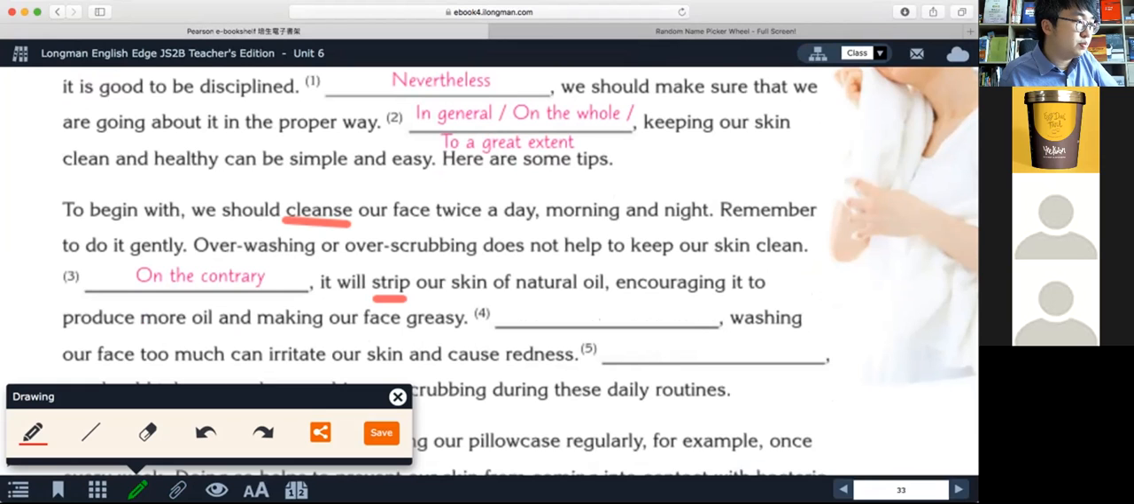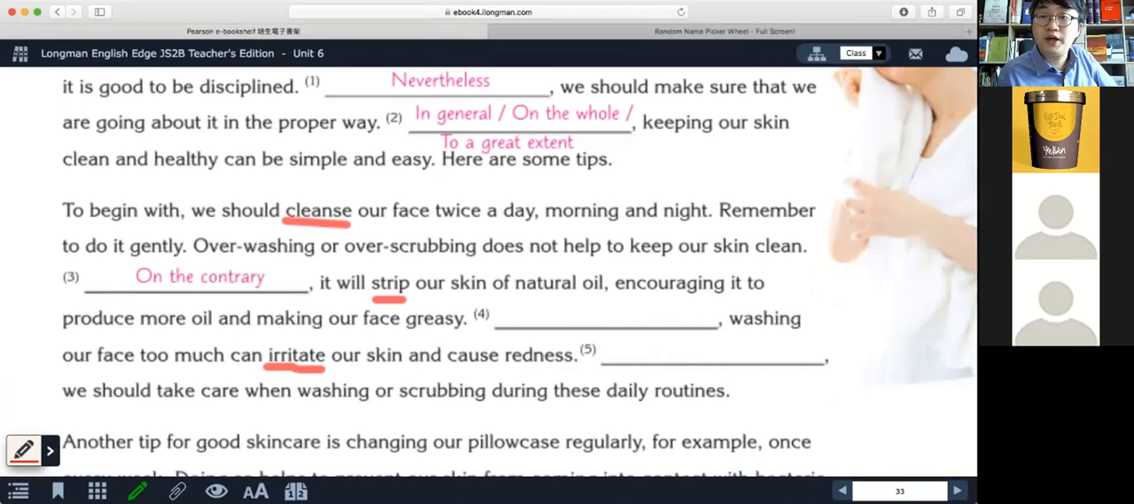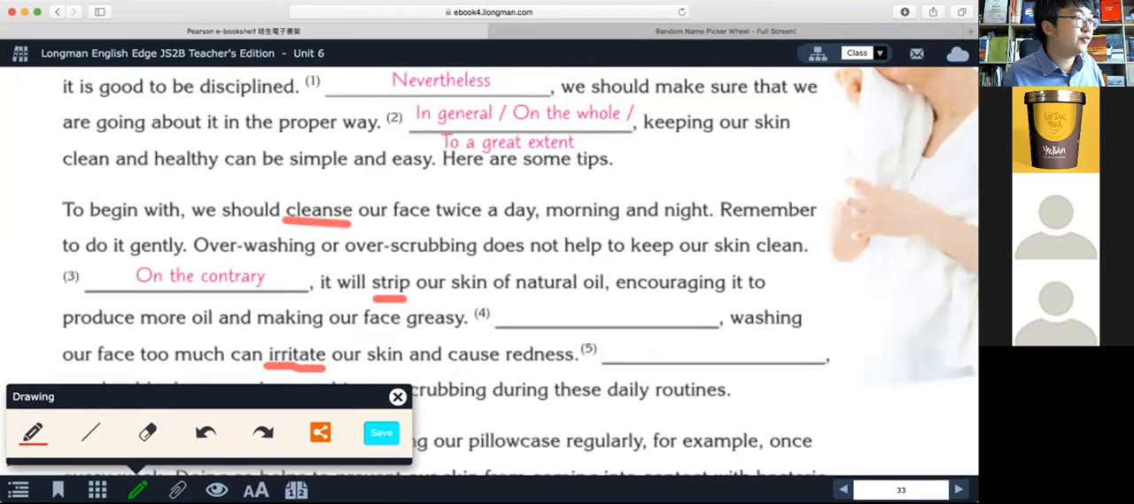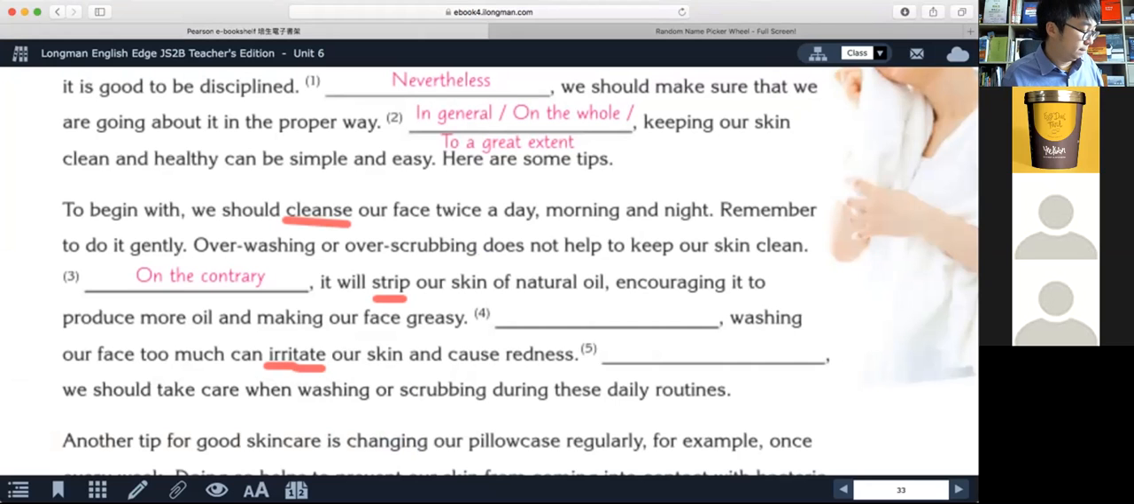Okay, wait, Matthew. This word, follow me. Irritate. Irritate. Again, irritate. Irritate. Okay, thank you. So irritate means 刺激. It can irritate our skin and cause redness. All right. So the answer that Matthew gave us was "in addition." Yes, it's correct. We can use furthermore, moreover, or in addition here.